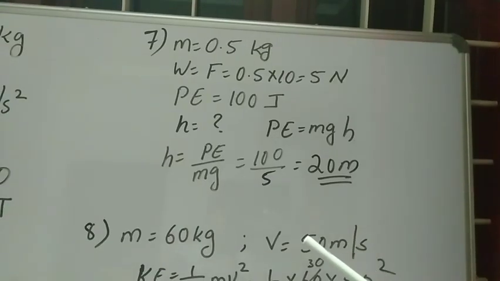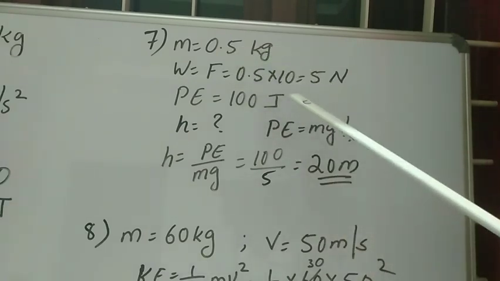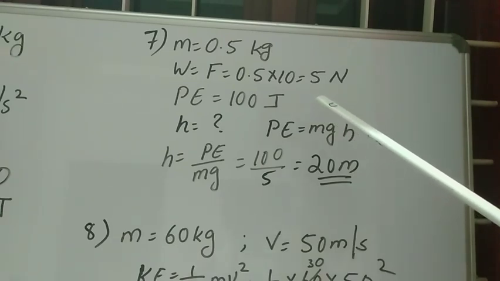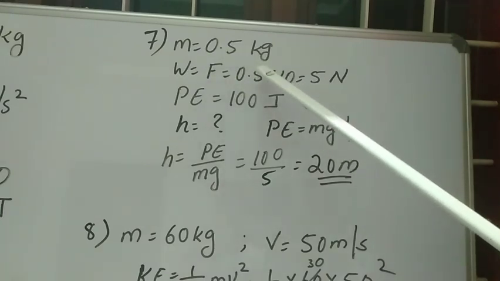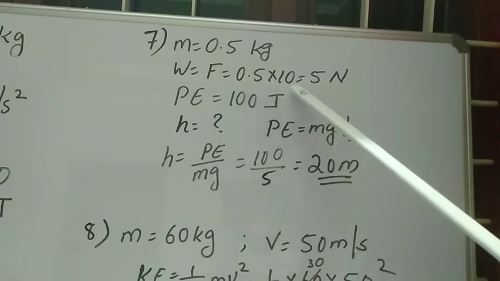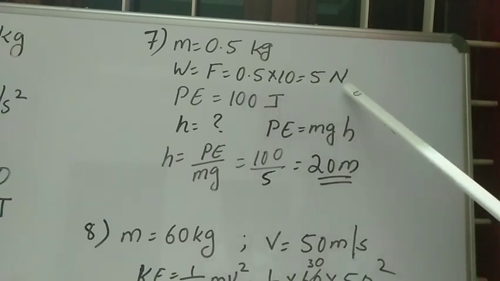Next, question number 7. The potential energy of a body of mass 0.5 kg increased by 100 joule when it is taken to the top of a tower from the ground. If the force of gravity on 1 kg is 10 Newton, what is the height? So here again mass is given. How will you find weight? W is equal to mg, mass into gravity. It is given 1 kg is equal to 10 Newton. So 0.5 into 10, we will get 5 Newton.